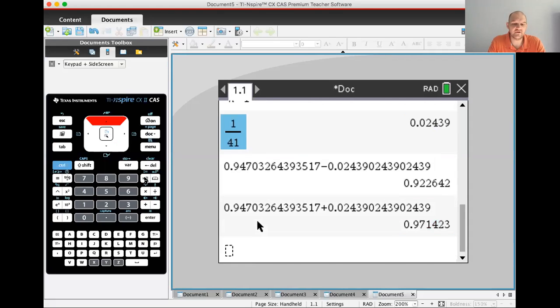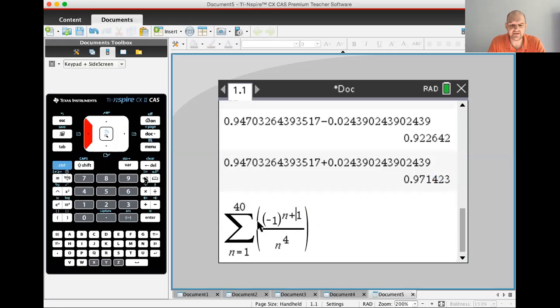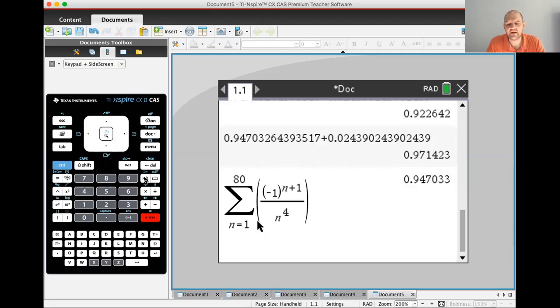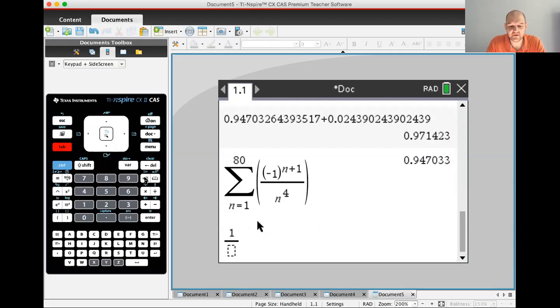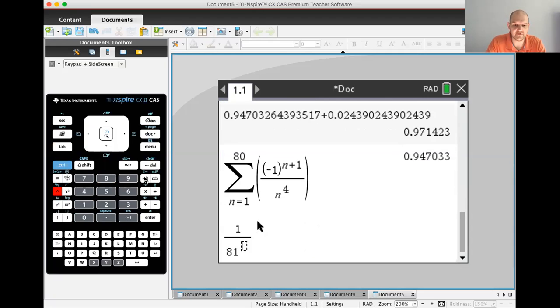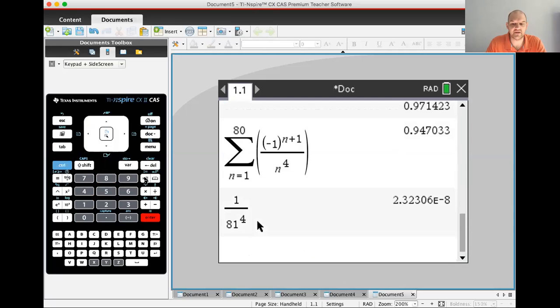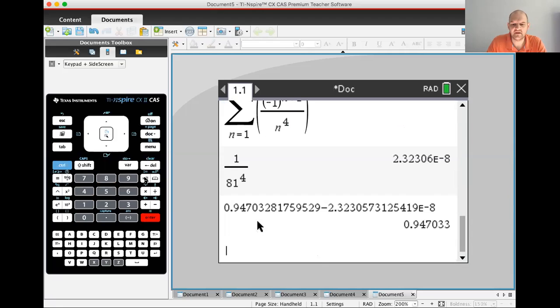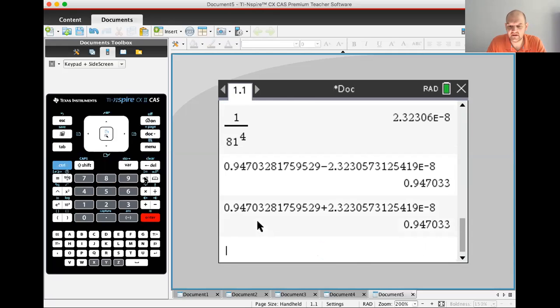You can get closer, right? Say we did 80. Now the error would be the first term left off, which is 1 over 81 to the 4th. It's incredibly small, right? So then the true value is between this and this. I don't even know if this is going to change the decimal. Might not. It's somewhere in between those. So if you had to guess, 0.947033, pretty good guess.